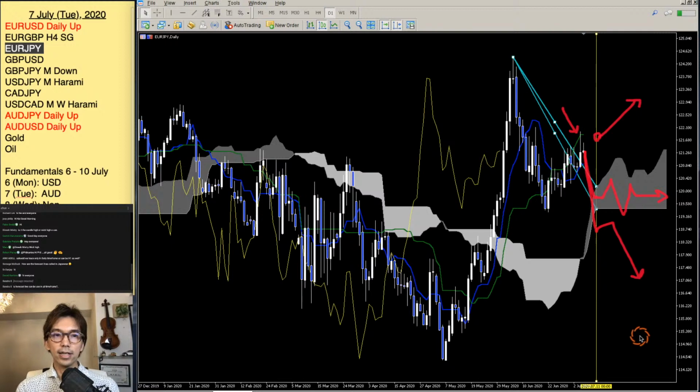I recommend you use this forecast line on a daily chart first, because I found that the daily chart is more effective. As you get used to it, you can use the 4-hour chart or 1-hour chart to draw these forecast lines. But first, start with the daily chart until you get confident with this concept.